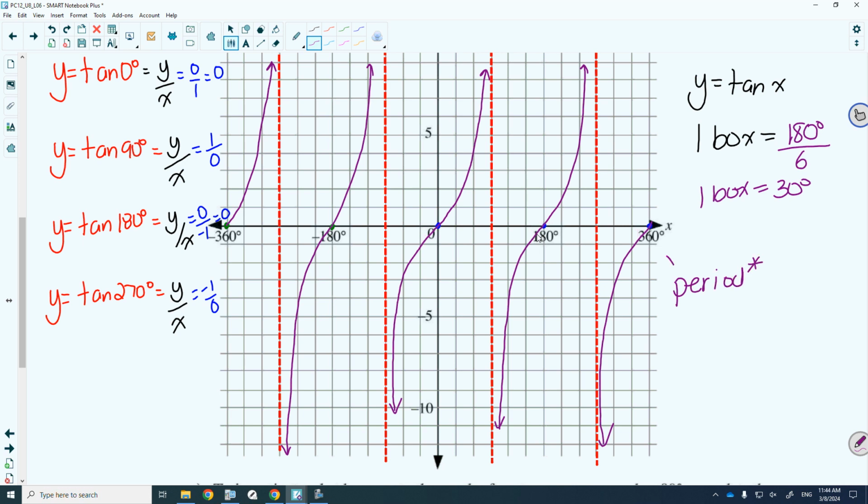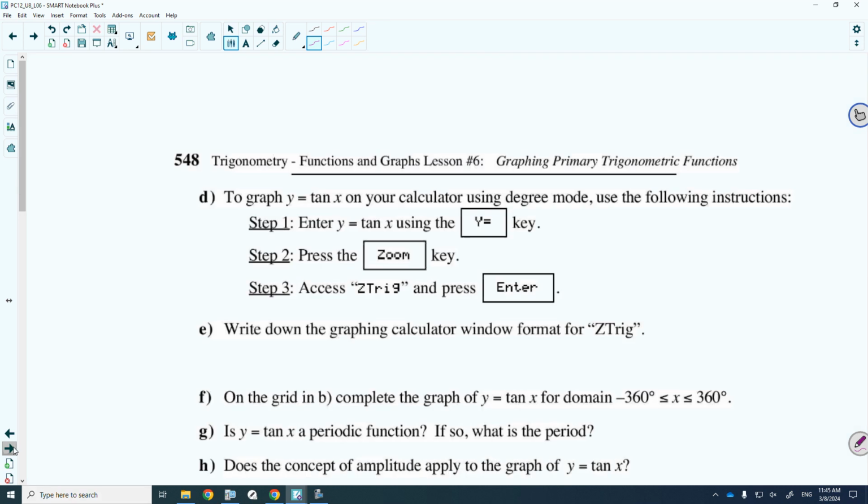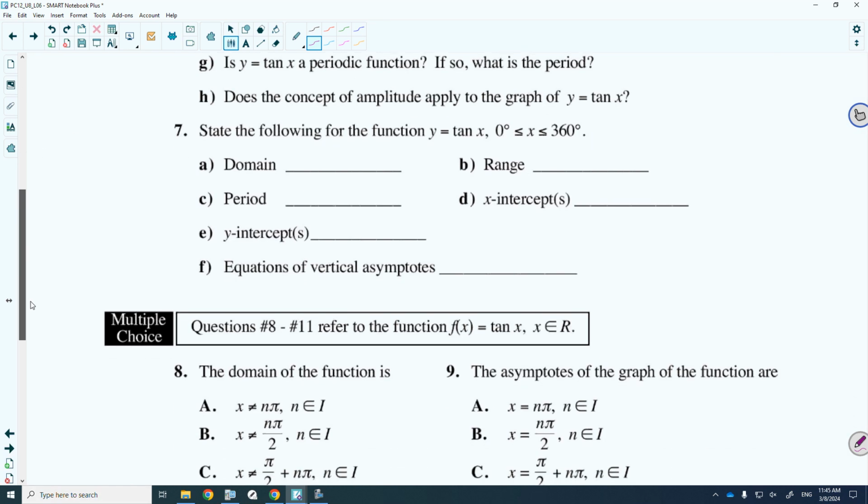A sine graph and a cos graph, remember, repeated itself every 360 degrees. That was one period. So if I go from 0 to 180, that's 180 degrees. That's how often a tan graph is going to repeat itself. So from here, if I add 180, I'll get here. Add 180, I'll get here. The period for a tan graph is 180 degrees. So different from a sine and a cos graph. Okay, flip your page and let's answer a couple of questions.